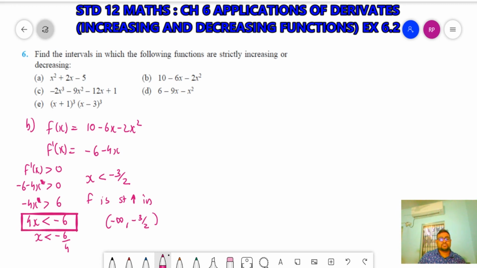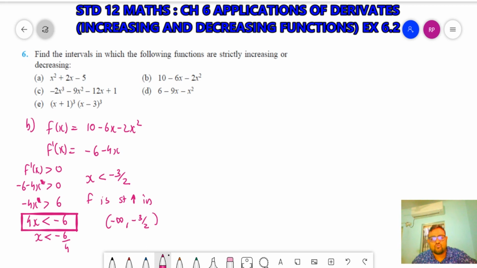Here, when I change the sign from positive to negative, I multiply both sides by minus 1, then I need to change the inequality sign. For example, 5 is greater than 3, but minus 5 is less than minus 3. So when I change the sign from positive to negative, I need to change the inequality sign.